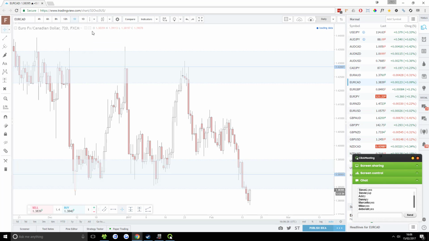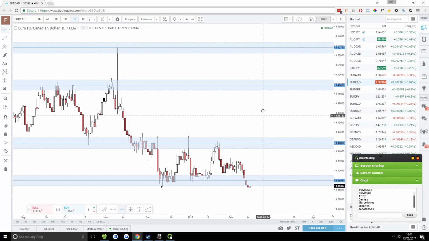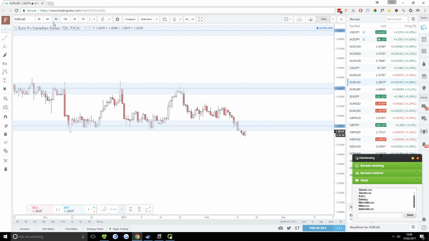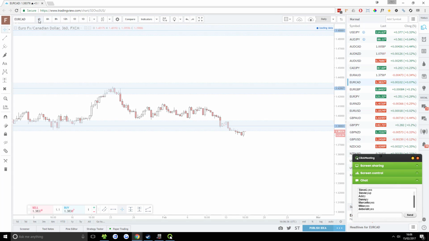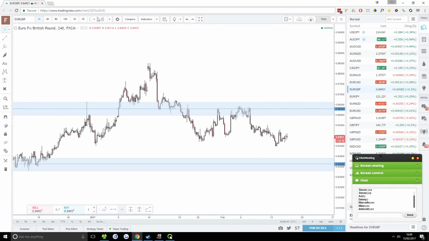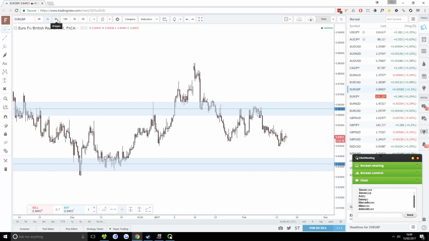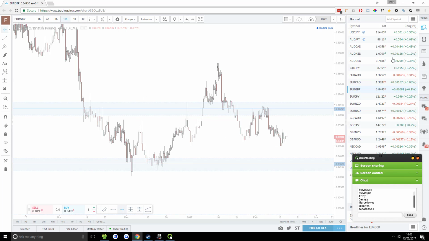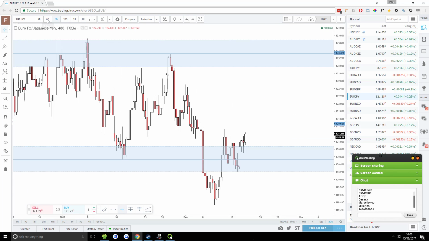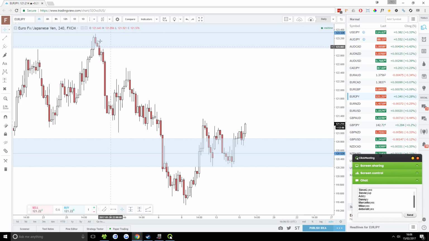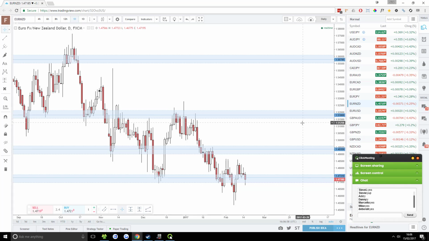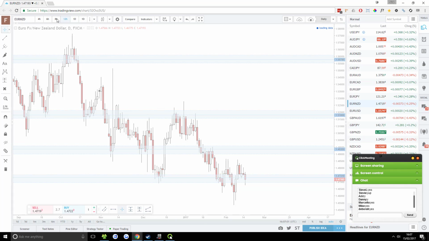Euro CAD, what is going on with Euro CAD? We're getting a nice little indecision candle on Euro CAD, but at this point it is well below the support area, so I'm not really interested in that. Euro GBP seems to be in between support resistance areas, so nothing much tradable there. Euro JPY is kind of ranging, or broken above and bouncing from. Nothing really tradable there for me. Euro New Zealand doesn't look like there's anything here either.